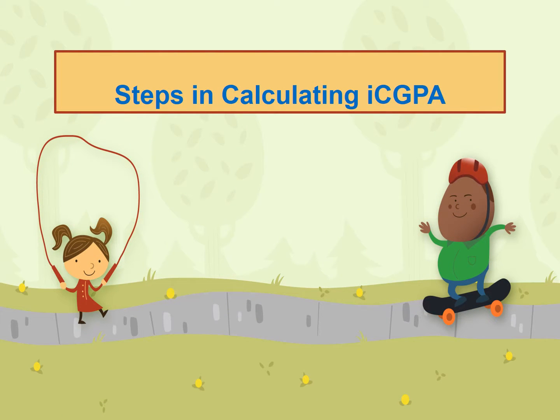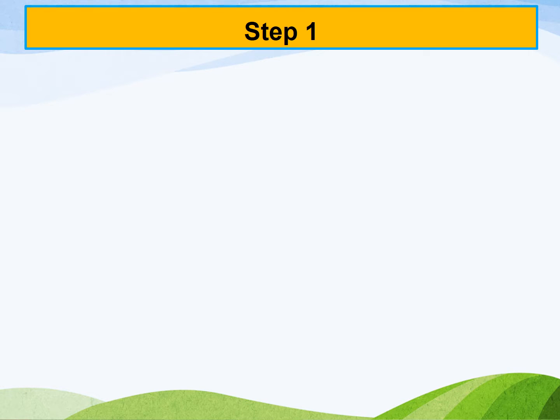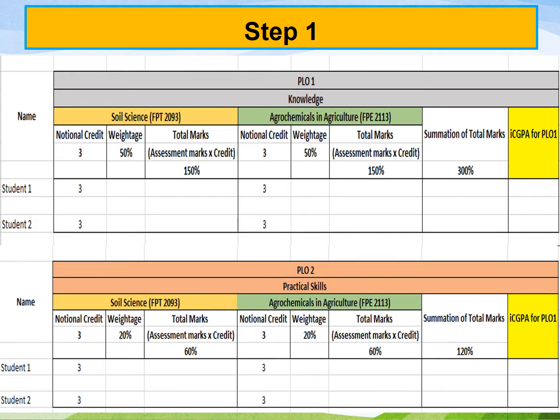Now, let's proceed to the calculation part. The first step is to open Microsoft Excel and prepare the table format as follows. Under PLO number 1 for the soil science subject, the notional credit is 3. The weightage is 50%. In order to calculate the total marks, we need to multiply the notional credits with the values under the weightage column in order to get the total marks. In this case, the total marks is 150%.